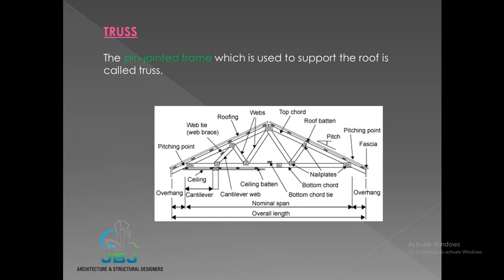This is the definition of truss. What is a truss? The pin jointed frame which is used to support the roof is called a truss. Just refer to this diagram. This is the roof of the truss. This roof load is carried by this frame. This steel structure is called a truss.